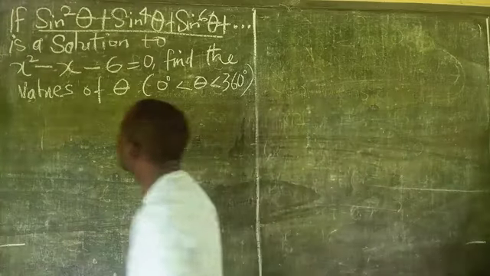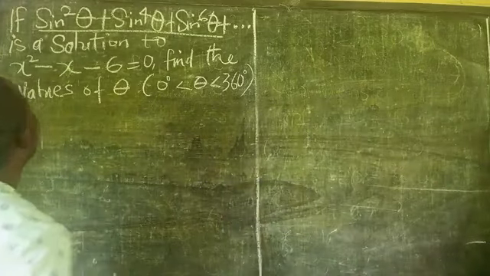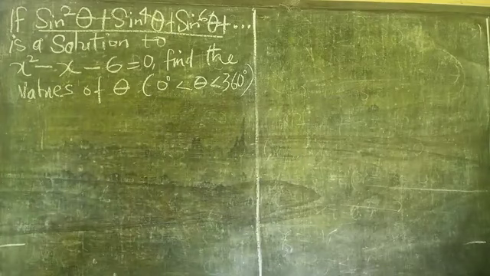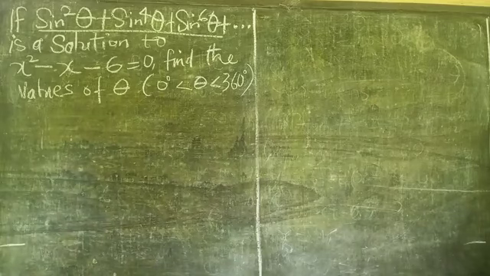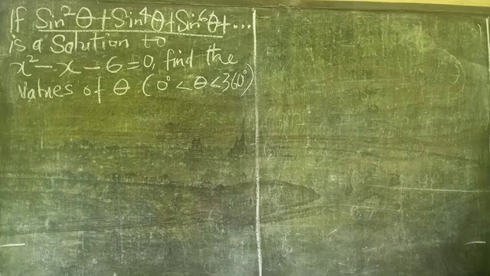So we are having this question to be answered. It says, if sine square theta plus sine to the power of 4 theta plus sine to the power of 6 theta plus, to infinity, is a solution to a quadratic equation that says s squared minus s minus 6 equals 0, we are asked to find the values of theta as theta lies between 0 and 360.